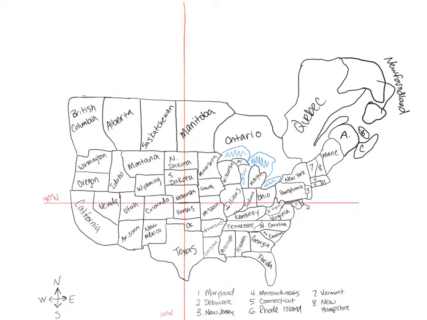So with that, I'm going to label these. A is New Brunswick. B, Prince Edward Island. And C is Nova Scotia.